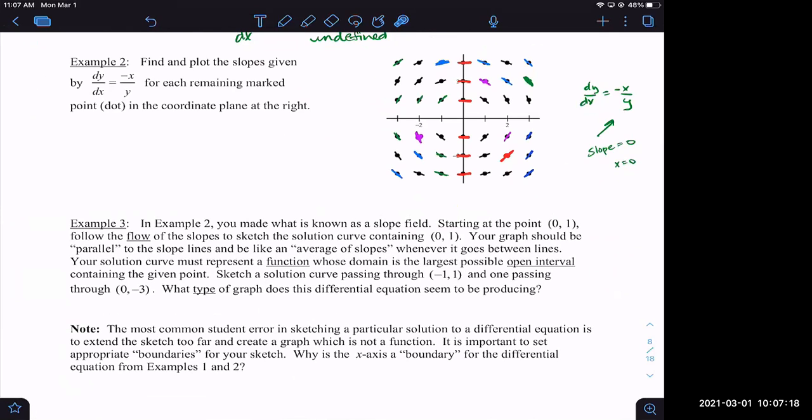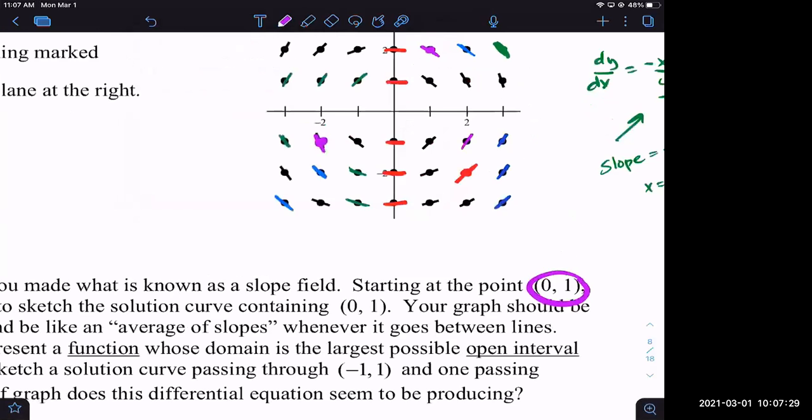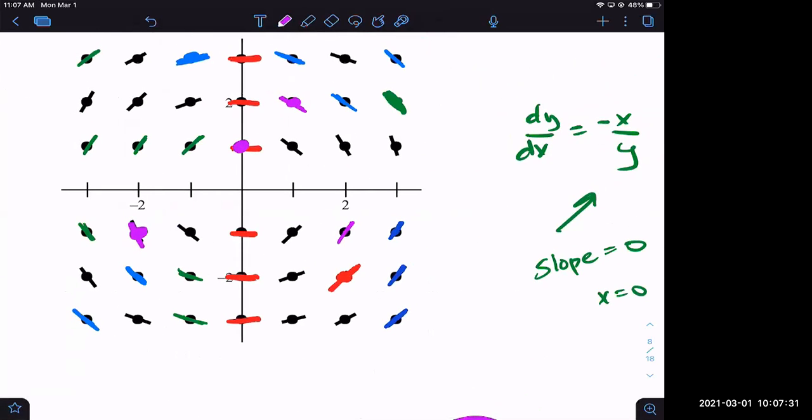They want us to start at the point (0, 1), and then follow the flow of the slopes to sketch a solution to the curve containing that point. So I'm going to go to the point (0, 1). There's the point (0, 1), and we're supposed to sketch a curve that goes through there.